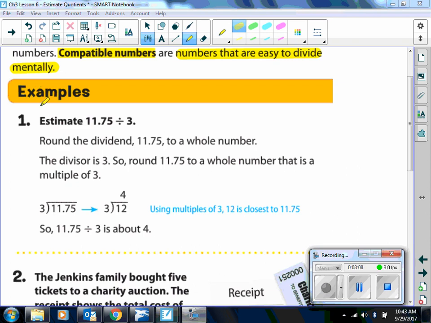All right, so for example 1, we are going to estimate 11.75 divided by 3. So here we're going to round the dividend. So 11.75 will round to 12. And now 12 and 3 are compatible to divide mentally. So 12 divided by 3 is 4.